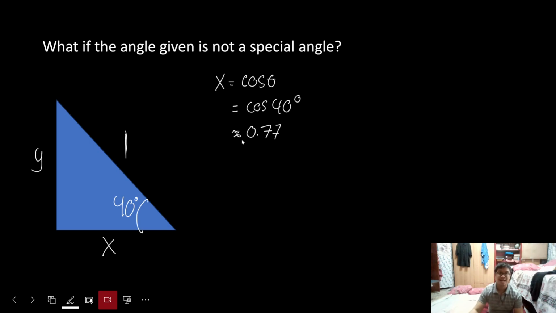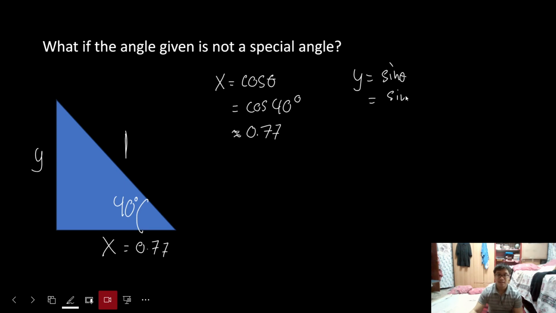It will give you a value that has a non-terminating decimal, if I'm correct, or a huge number of decimal values. So you're going to approximate that into two decimal places, or three if you like to. So for this one, your x component is approximately 0.77. Now for your y, remember that you're going to use sine theta.